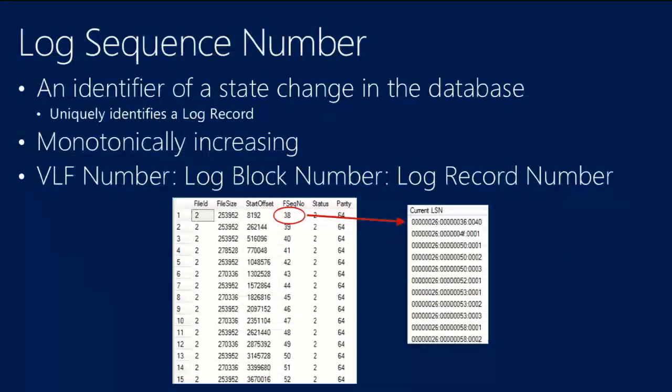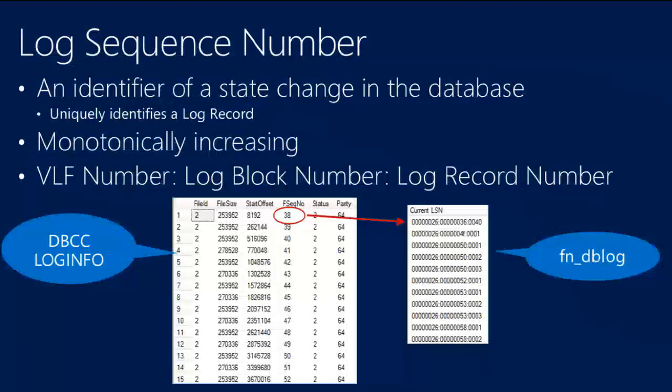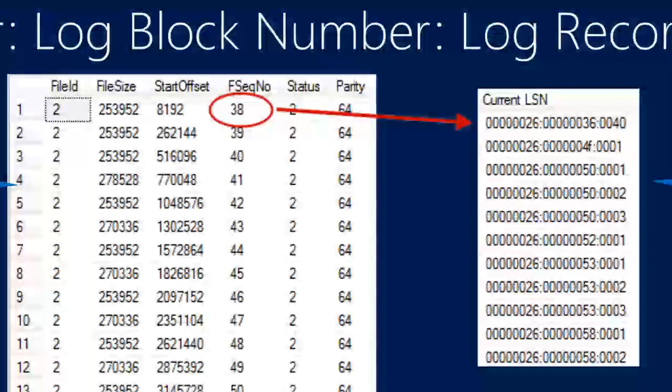A log sequence number is essentially a unique identifier, or an identity column, for a log record. It's something to identify a log record. It's monotonically increasing, and it's a three-part name. So it's your virtual log file number, your log block number, and your log record number. So here we have an F sequence number of 38, and that's in decimal. If we relate it over to the log record that we have from fn_dblog, it relates to 26, and that's 26 in hex.